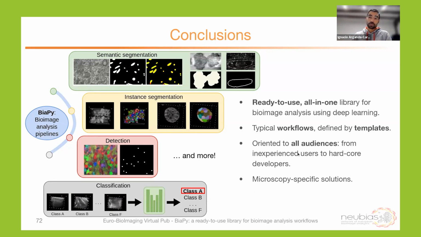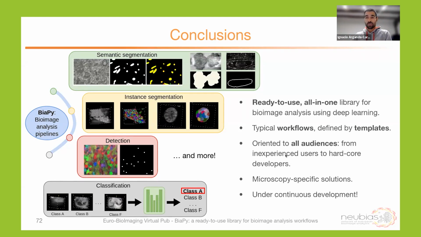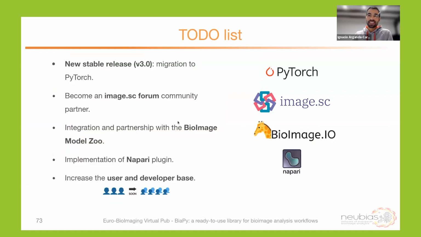We have microscopy-specific solutions. Again, I showed you that. And I want to remind you that we are under continuous development. So we have a quite interesting to-do list. And right now, we are moving everything into PyTorch. We started with Keras, but now Danny decided that it was better to run into the trend, which is PyTorch. So we have everything moved to PyTorch already, but we need to test it. So if you want to try it, I would be very happy. And we have to make a new stable release for it.